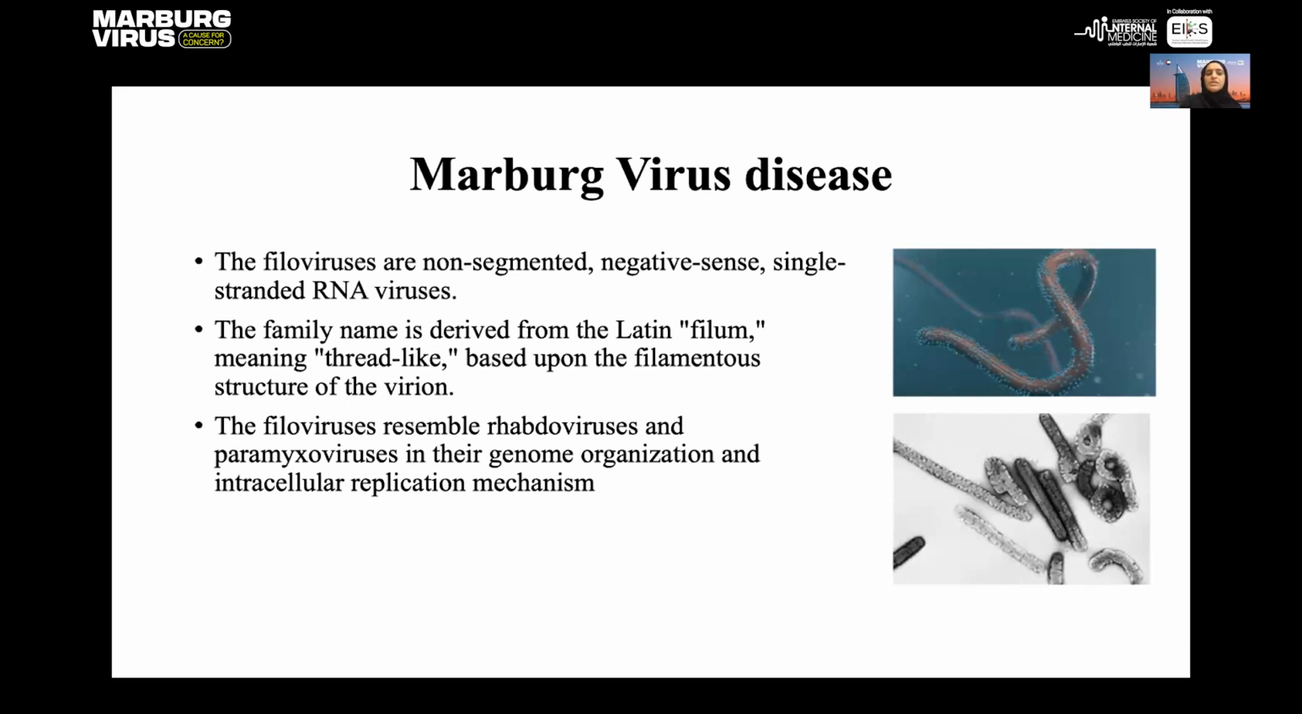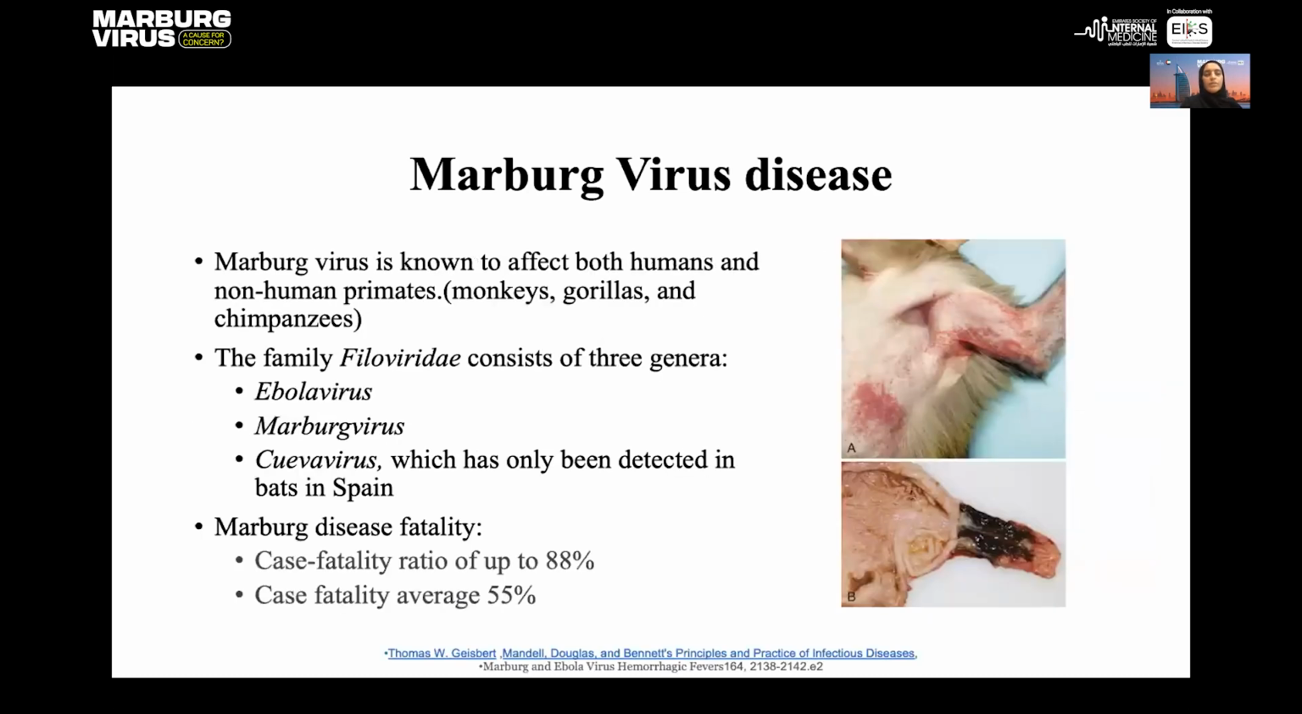The filoviruses resemble rhabdoviruses and paramyxoviruses, and probably the more commonly heard virus is Ebola virus, which is a cousin of Marburg virus, but there are also other filoviruses that cause hemorrhagic fevers, including the Marburg and the Cueva virus, which is mainly isolated in bats in Spain, but it hasn't been identified to cause any epidemics.